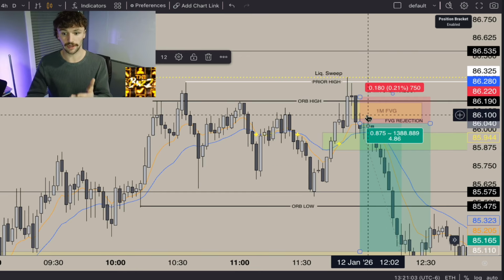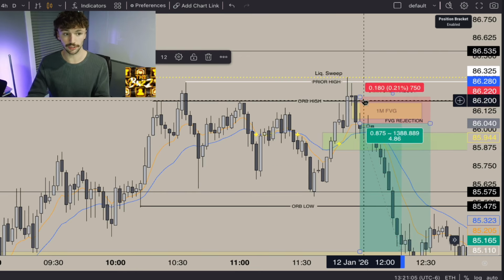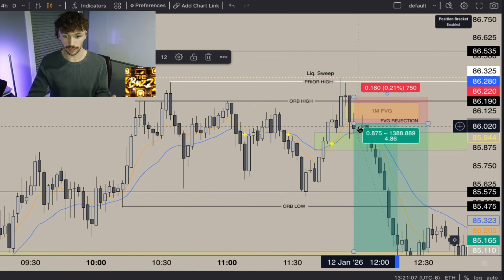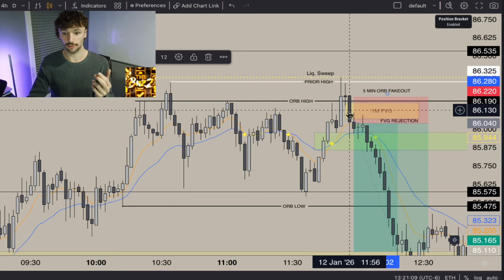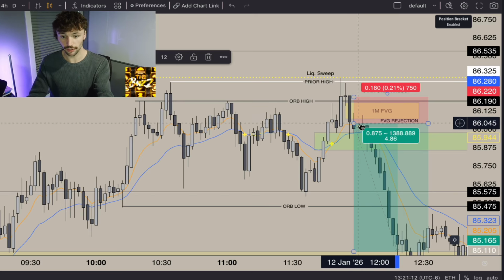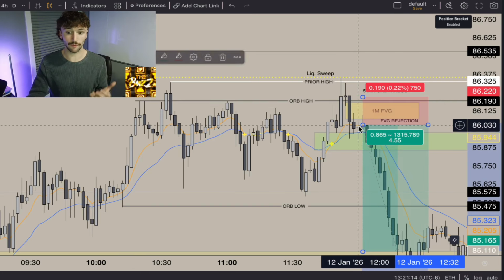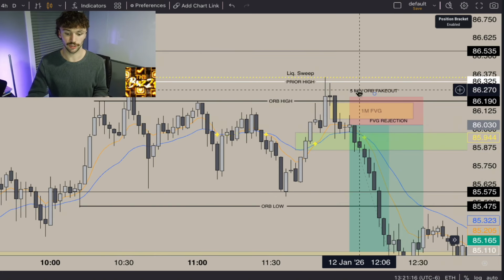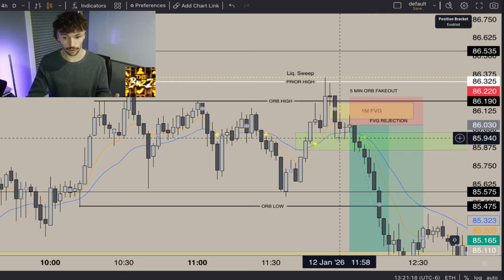So we see this pullback up into the 1-minute fair value gap where we are looking for a rejection. On the 2-minute time frame, you don't get that rejection. It's not created yet. You get your rejection right here. So really, you're entering off of this right here. You get your rejection and your close off. So we close right there. We are obviously looking like we are wanting to push down.